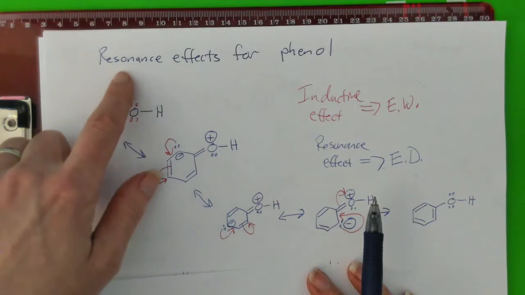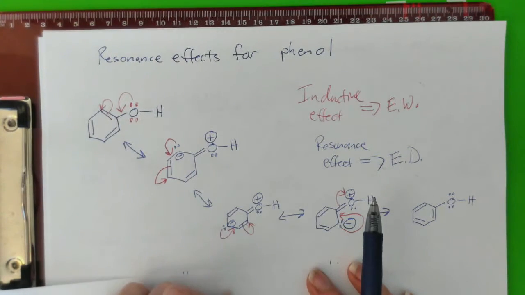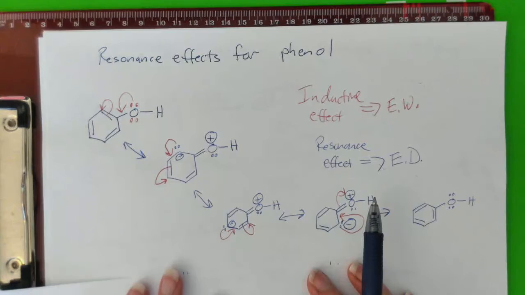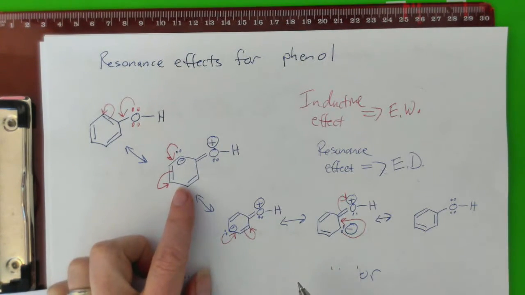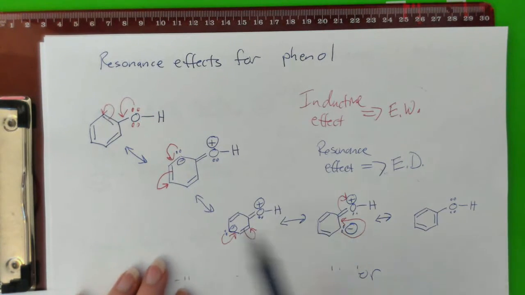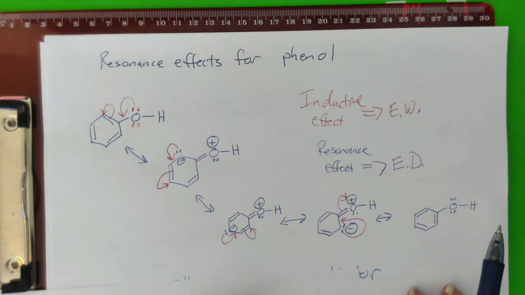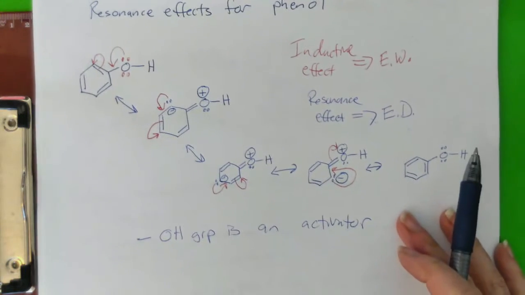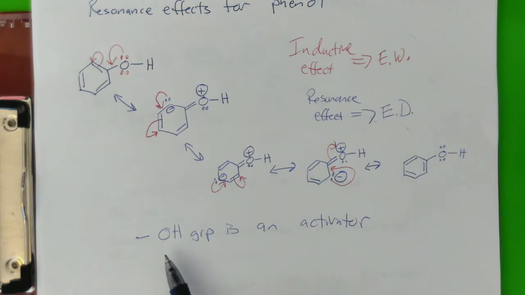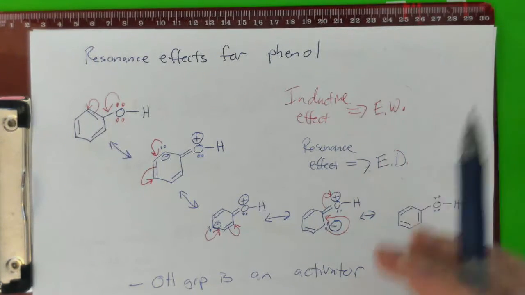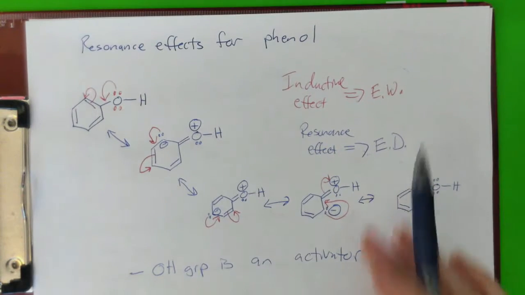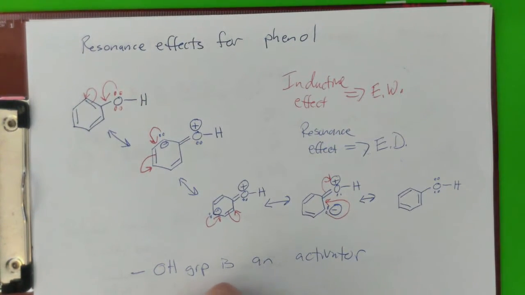So I know from a resonance standpoint that the OH group from phenol is going to be electron donating, making the ring more nucleophilic. I can draw other resonance hybrids where I again see a negative charge in the ring. That tells me from a resonance standpoint, the OH group is electron donating, so an activator. This is in opposition to what we saw from the inductive effect, but again, the resonance effect is going to win out here.